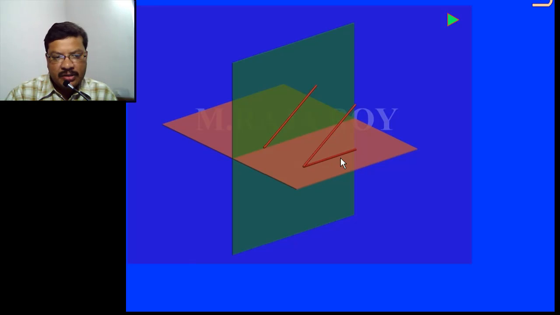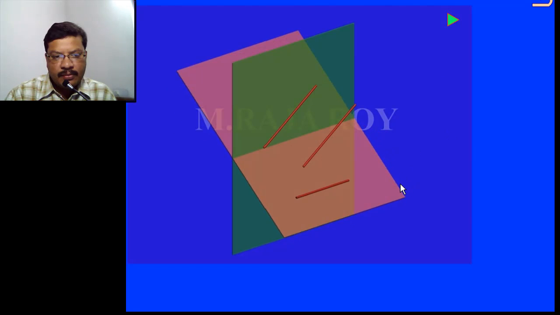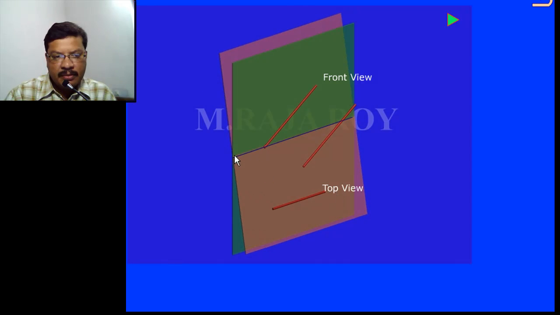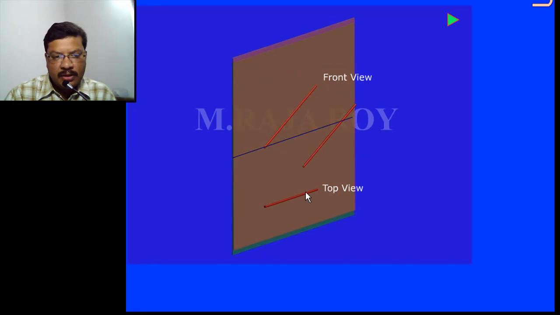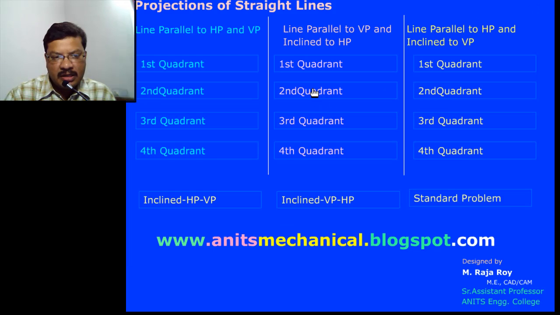And after rotation, this top view will come below the XY line, because when we are opening the first quadrant, the top view will come below the XY. Observe here. Now this top view is coming below the XY line. This is the XY line, this is the front view, this is the top view, and this is the actual line. Now top view is below the XY line, front view is somewhere here. Top view is reduced and front view is giving the true length. Now we'll see the next case, that is in the second quadrant.